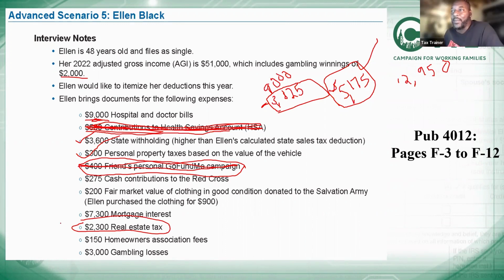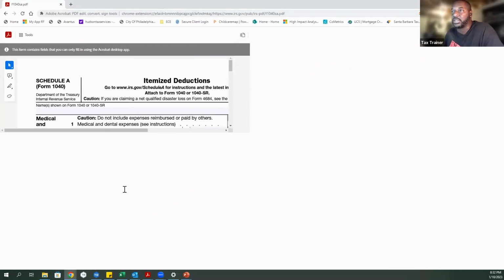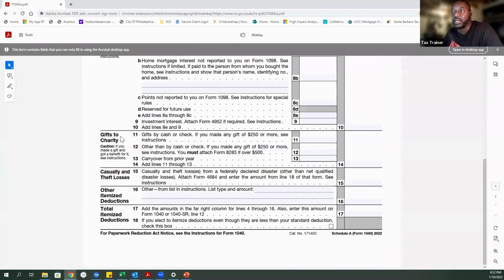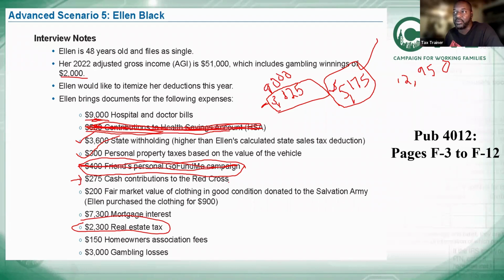So then, how about cash contributions to the Red Cross? Can I deduct that? Yes, sure. So in here on my itemized deduction it would go underneath gifts to charity. So this would be my gifts paid by cash. Any gift that's more than $250, I should probably have backup for it, so I should make sure that I get a slip or something from the Red Cross.